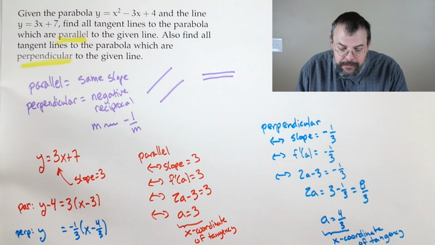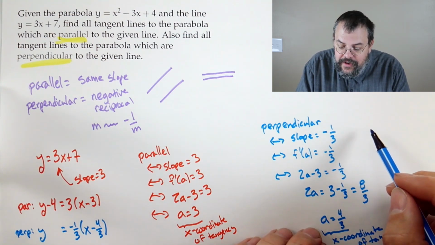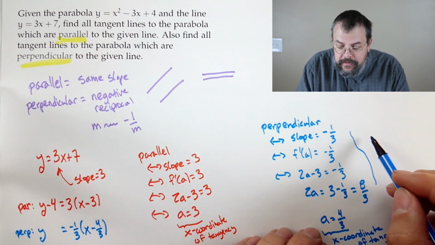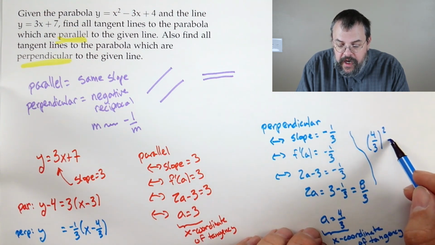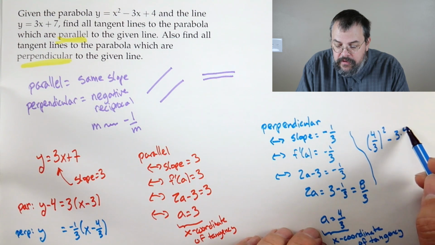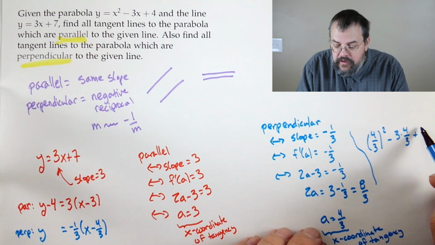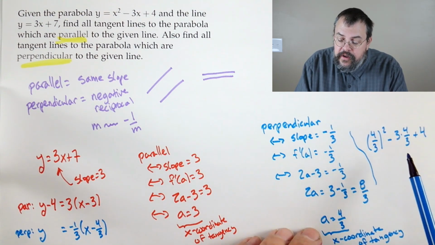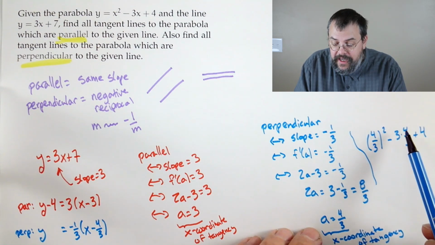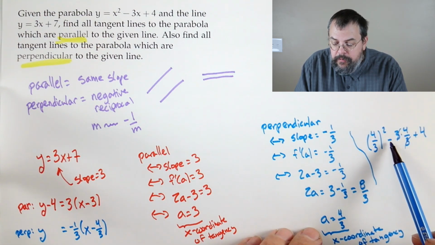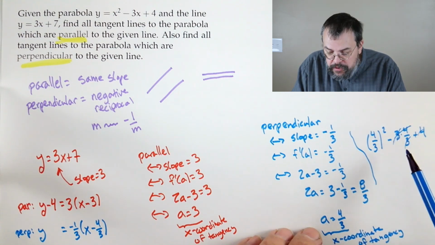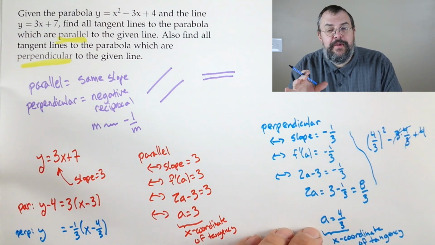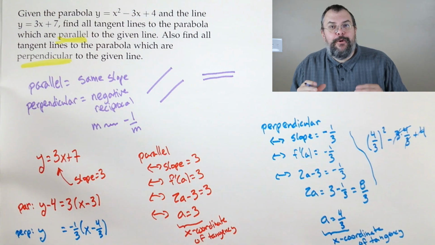Well, plug it in. So plugging it in, we'll have 4/3 squared minus 3 times 4/3 plus 4. Now the good news is, look at this. The 3's cancel. Boo, boo. Minus 4 plus 4. More cancellation. Pew, pew. You don't actually have to make the pew sounds, but doesn't it feel good? It makes it more fun.